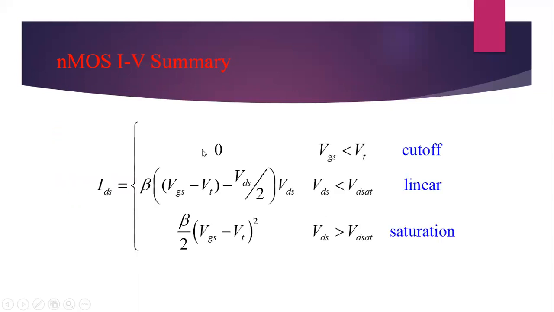So these are the conditions, the final summary of this topic, that is the drain current relationship of VDS and IDS. IDS is equal to 0 for the cutoff region, and IDS is equal to beta into VGS minus VT minus VDS divided by 2 into VDS for the linear region when VDS is less than V saturation. When it enters the saturation region, the current equation becomes beta by 2 into VGS minus VT the whole square, where VDS is greater than V saturation, that is known as the saturation region.